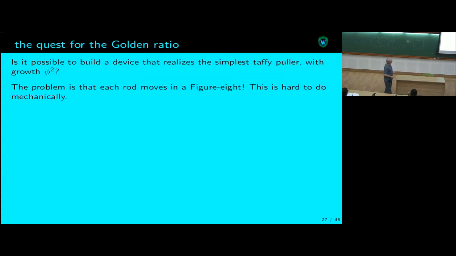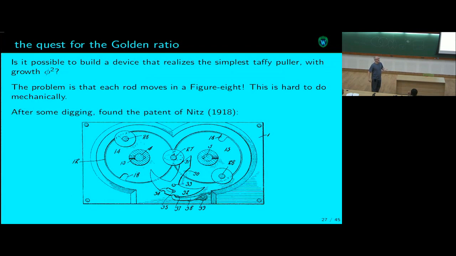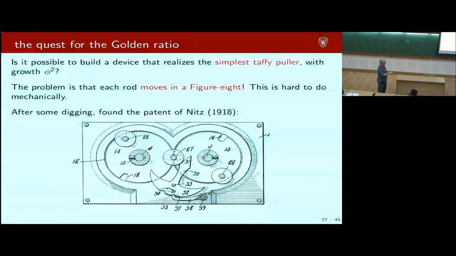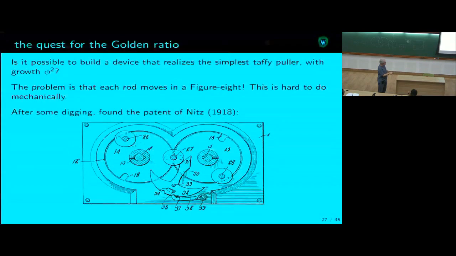But of course, there are patents for everything. So eventually, I found one in 1918 by a chap called Nitz. And it's very clever. Look at this. It's 2 wheels, and there's 3 slits and 3 rods. And then there's something that trips the middle rod to alternate between the 2 cogs. So every time a rod comes there, it switches between the 2 cogs, and so it ends up doing a figure-8. So somebody invented a golden ratio stretching device in 1918, though I'm pretty sure they did not know that they were doing that.